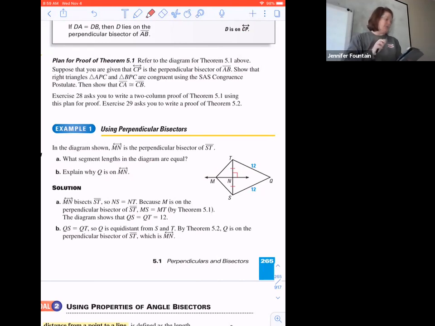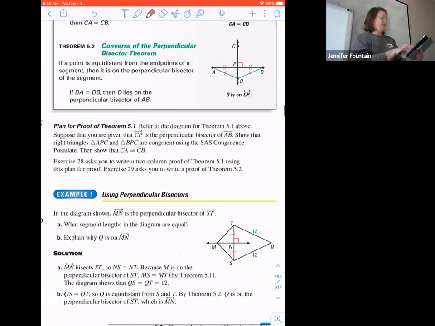All right, so they're giving us a proof to look at. I want to walk through it just so we can kind of make sense of it. It says plan for proof for theorem 5.1. Refer to the diagram for theorem 5.1 above. Suppose that you are given that CP is perpendicular to the perpendicular bisector of AB. Show that right triangles, triangle APC and triangle BPC, are congruent using the side angle side congruence postulate. And then show that CA is congruent to CB.